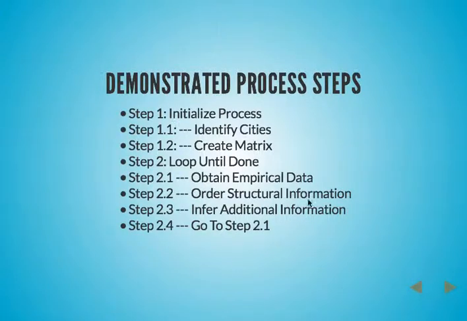There are very general process steps. Step 1, initialize the process. Step 2, you loop through these steps until you're done. The sub-steps in step 1 are identify the cities and create the initial matrix. The sub-steps in step 2 are obtain empirical data, order the structural information based on the value (we want everything in the lower triangular area), infer additional information, and of course go back to step 2.1 until you're done. Cycle through that.